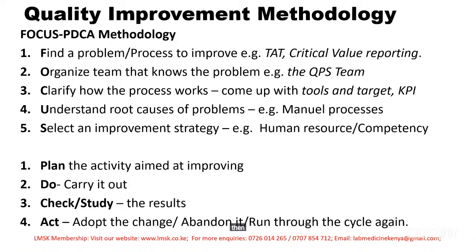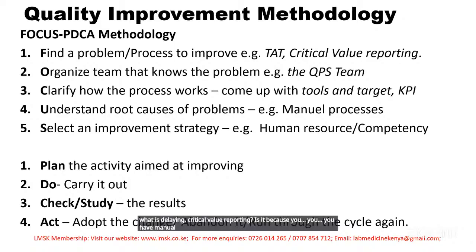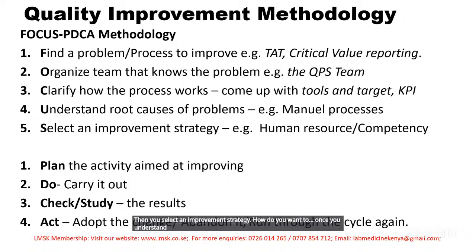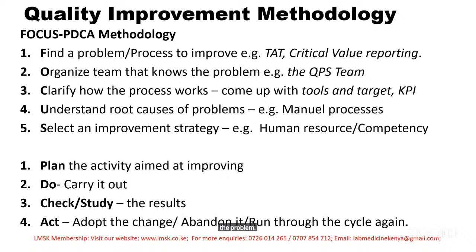Then it's also important to understand the root cause of the problem. What is delaying critical value reporting? Is it because you have manual processes, or because you don't have an effective communication channel? Then you select an improvement strategy. Once you understand the root causes, you select a strategy on how to improve or mitigate the problem.